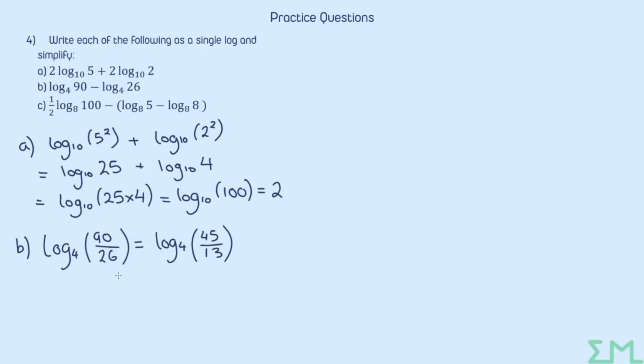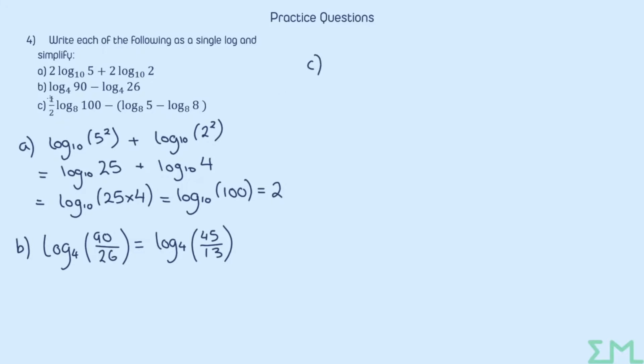So don't be put off by the fact that it was a very short piece of simplification. What I do actually think this question was trying to trick you into was doing 90 take away 26, because that would leave us with 64, which is a very nice number for log base 4, because 4 cubed is 64. So that would lead you to think you were doing the right thing. So it's kind of one of those sneaky questions, but really just as simple as a fraction that needed simplifying.